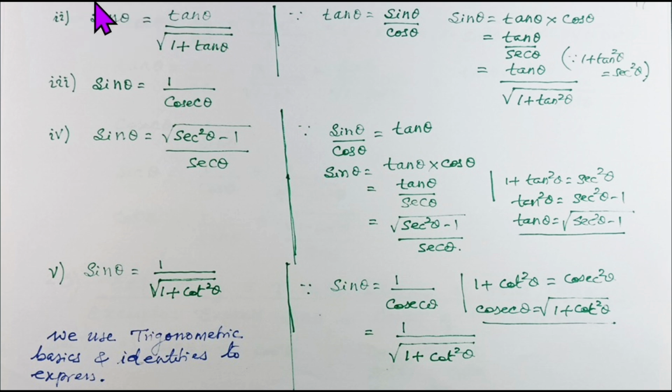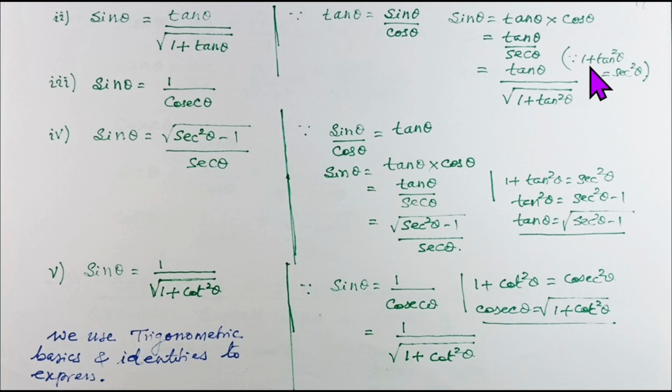That means I am expressing sin in terms of tan. But let us see why it is true. Now we know tan theta is equal to sin theta by cos theta. That is, sin theta is equal to tan theta into cos theta, taking the product here. Cos theta is the reciprocal of sec, therefore it will be tan theta by sec theta.